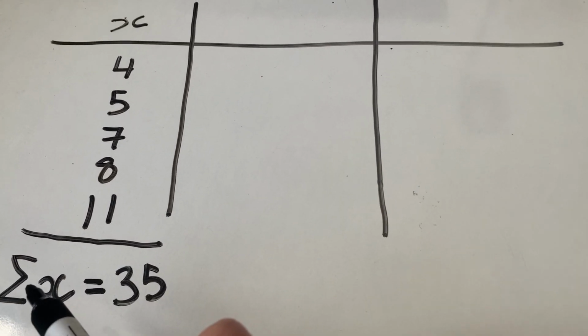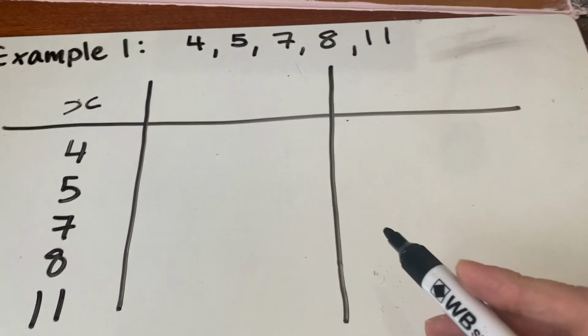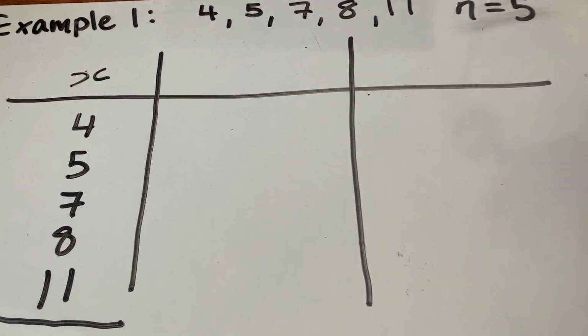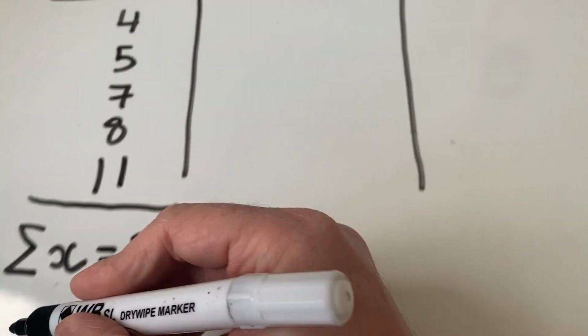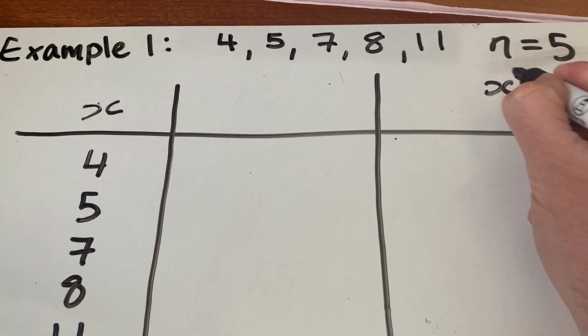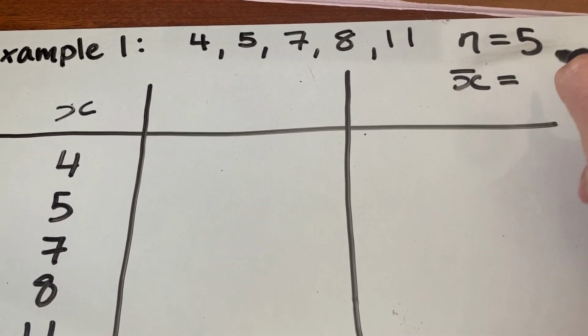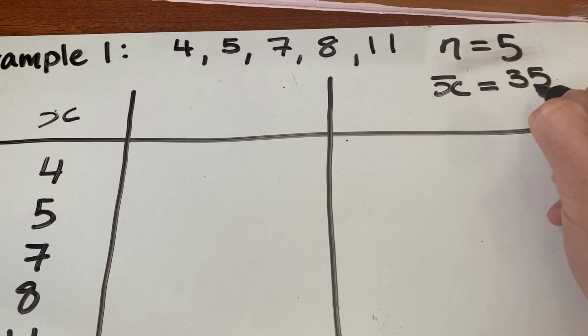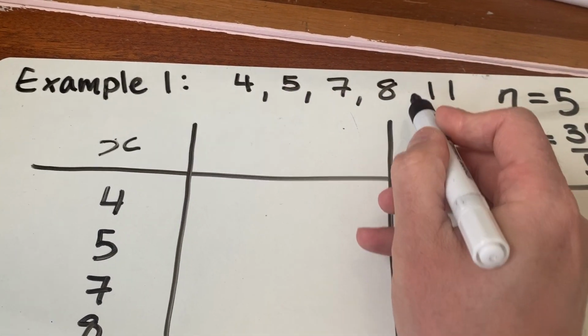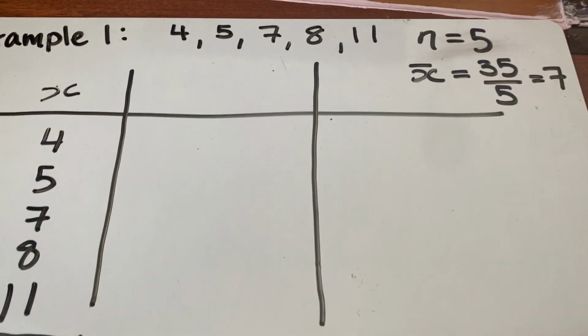This is them added all up. How many numbers are there? There are 5. So we call the amount of numbers n, which is 5, and the sum of x we can see down here is 35. So to find the mean, or what we call x bar, that's equal to that 35, the total of all the numbers, divided by how many numbers there is. So the average of those 5 numbers is 7.